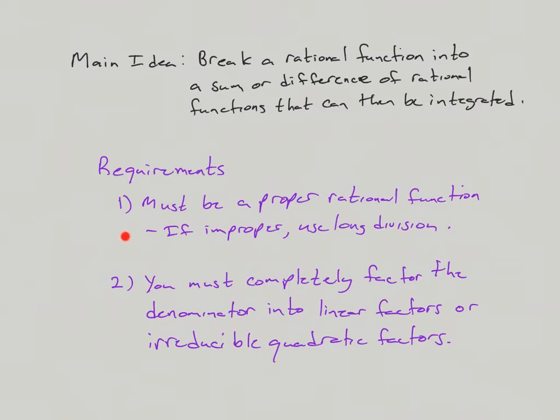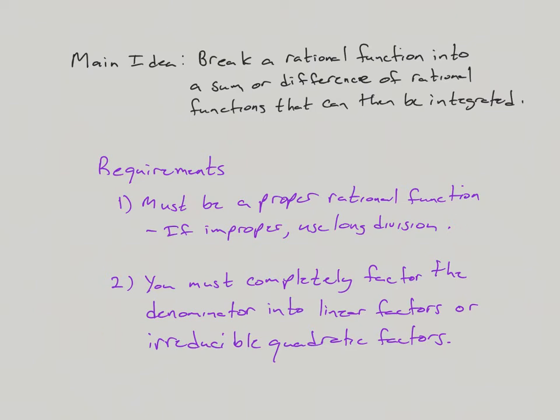Okay, so you do have some requirements when trying to do partial fraction decomposition. Number one, the rational function must be proper. In other words, the degree of the numerator has to be less than the degree of the denominator. If it's not proper, then we're going to do long division, or if it's able, we could use synthetic division, but generally it's going to be long division. And we're going to rewrite it as a polynomial plus the rational function. The polynomial portion we're able to integrate with the basic power rule. The rational function that's left is what we're going to do the partial fractions with. But if it's already proper, we don't have to worry about this.